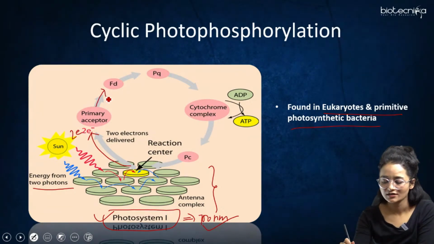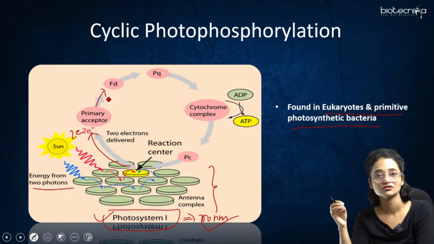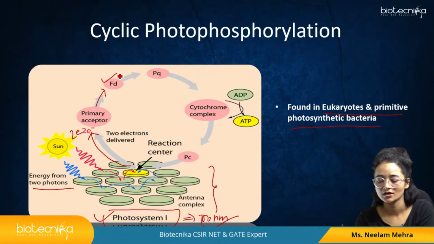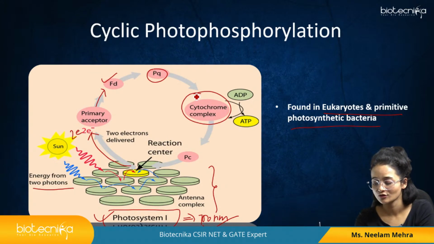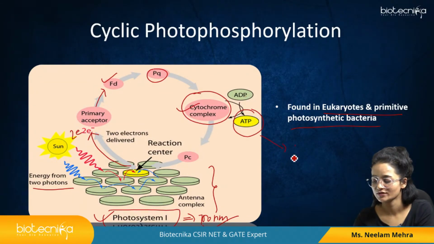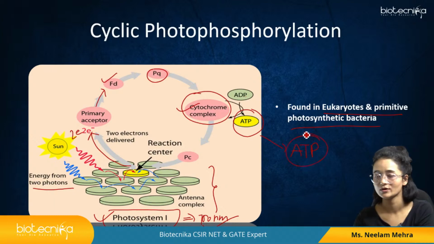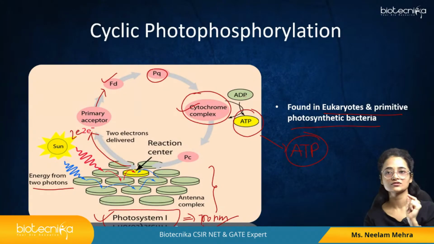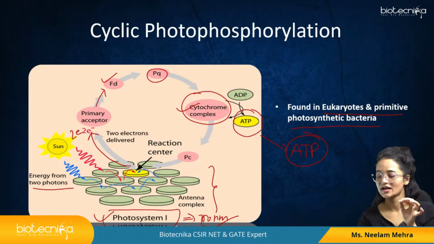This primary acceptor will transfer these electrons, the energy is being transferred in the form of electrons, right? So this will transfer the electron to the ferredoxin, then plastoquinone, then the cytochrome complex, where the ADP is converted into ATP, right? So its final product is ATP. So here only one energy product is being formed, that is the ATP, and only one photosystem is involved, photosystem 1, which absorbs which wavelength of light? 700 nanometer. So this is the reaction which takes place.